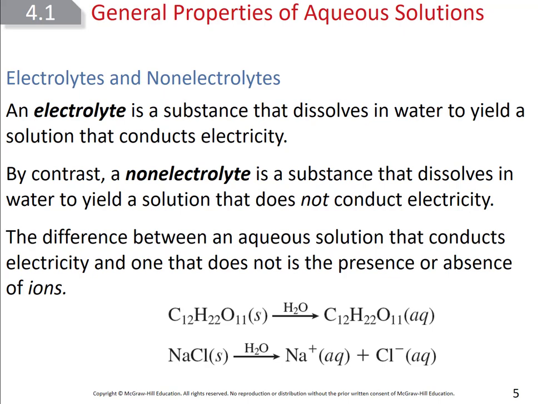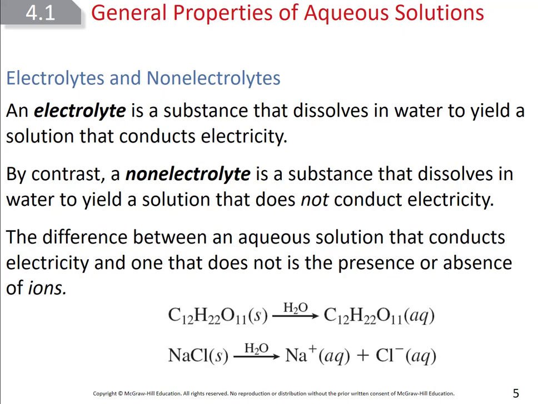So let's talk about what makes solutions electrolytes. We already said that they contain ions. So an electrolyte solution is one where a substance, when dissolved in water, yields ions. And the importance of those ions is that they enable it to conduct electricity. Whereas non-electrolyte solutions are ones that when dissolved in water do not produce ions and therefore cannot conduct electricity.